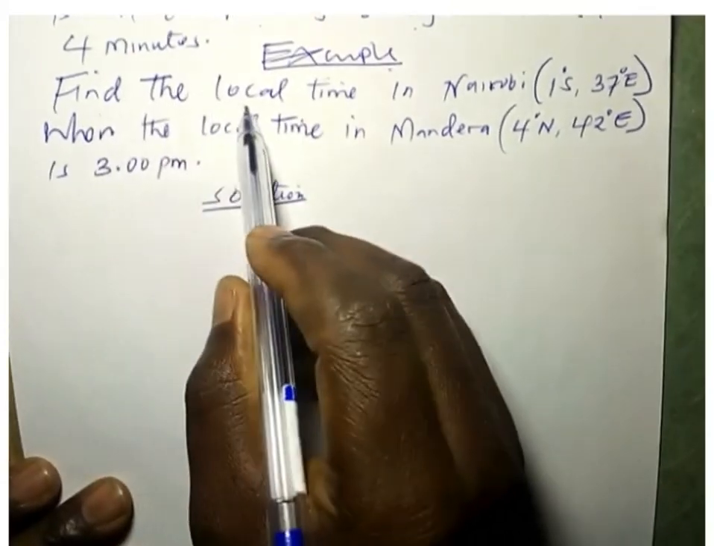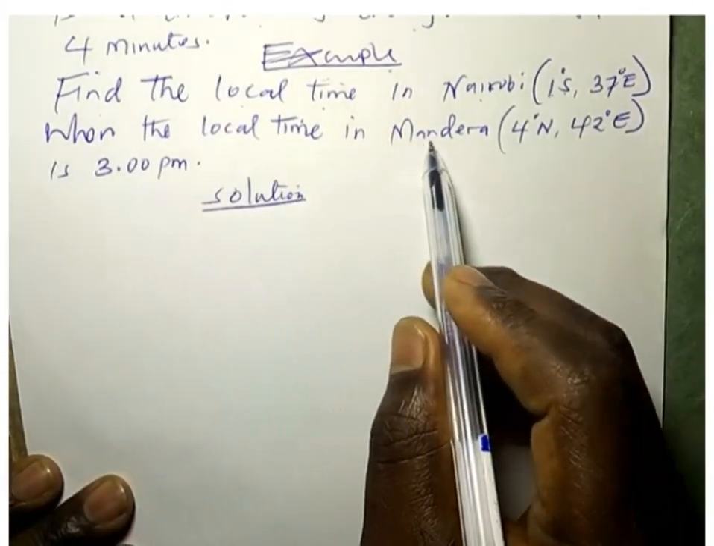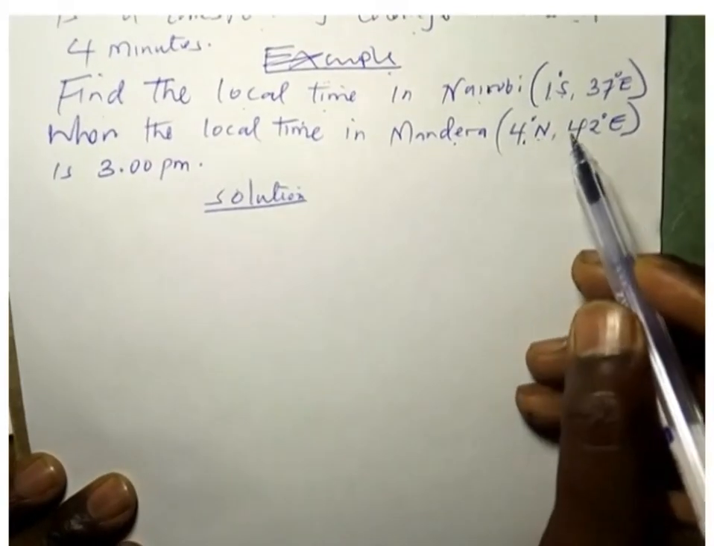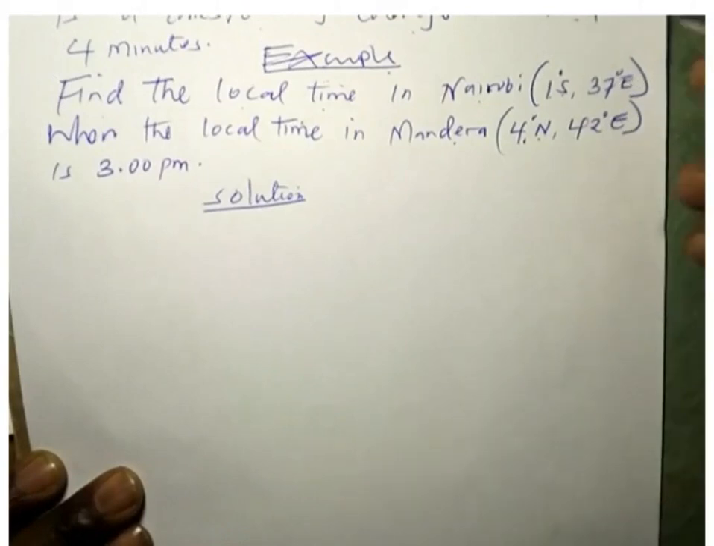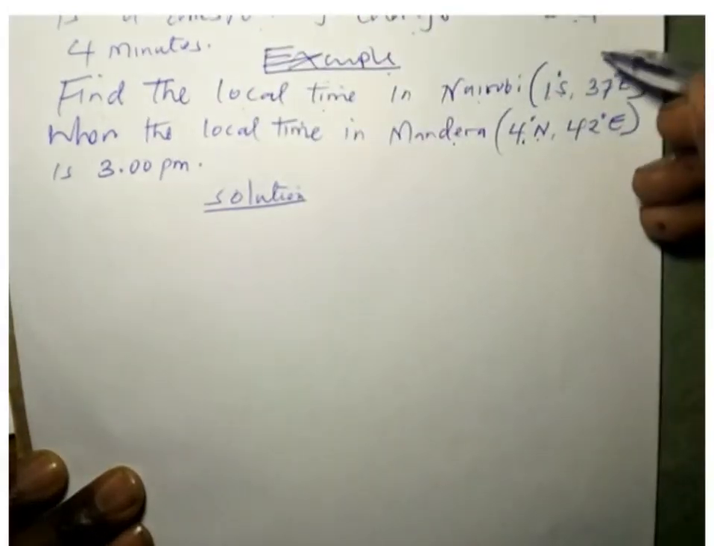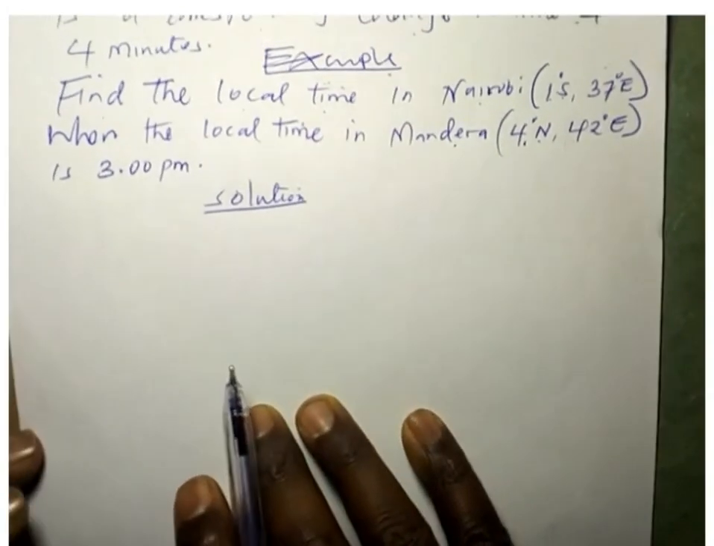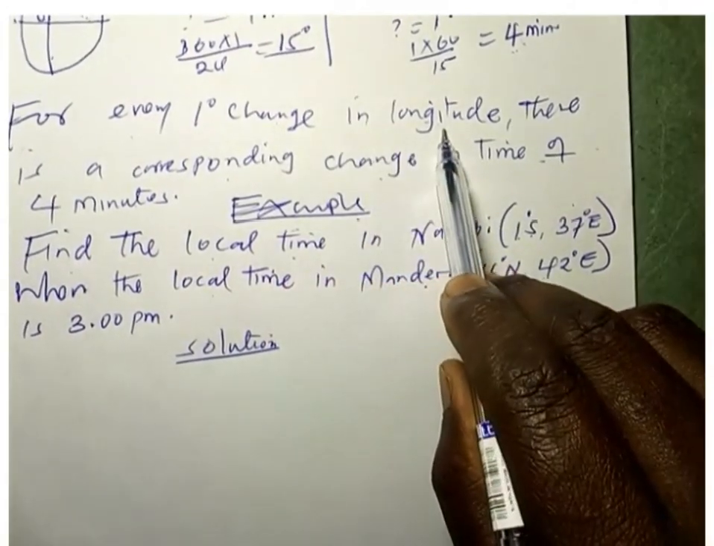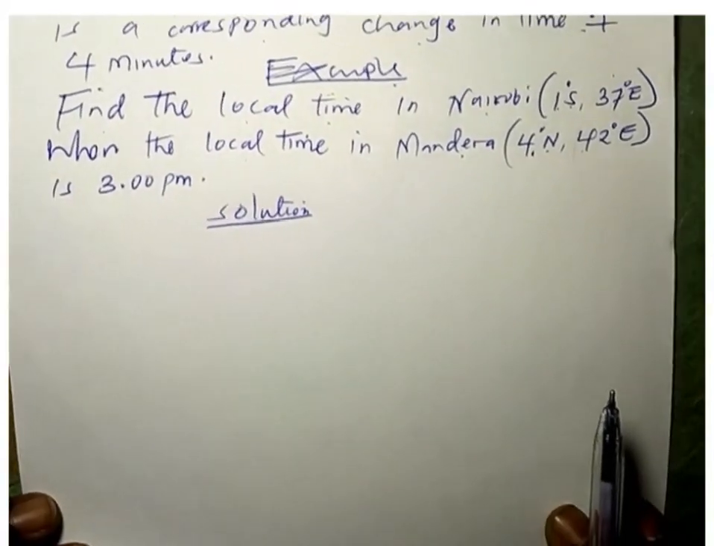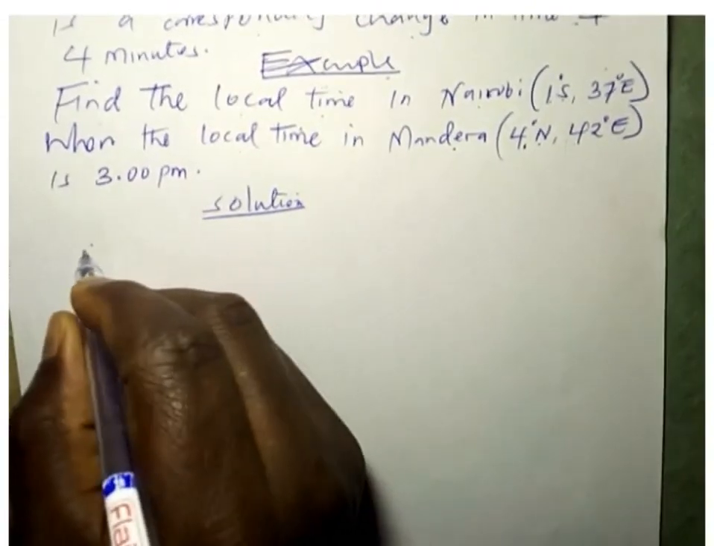For example, find the local time in Nairobi, 1 degree south, 37 east, when the local time in Mandera is 4 degrees north, 42 east. You see both of them are in the east. Remember, for time, we are considering only the longitude. So we don't care about the latitude. We are interested in the longitudes, because the change is in the longitude and not the latitude.